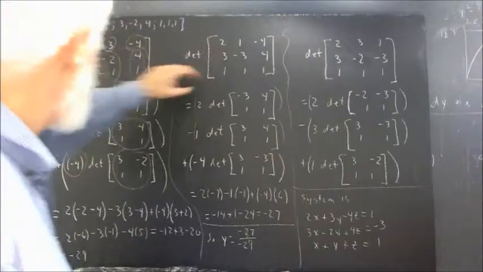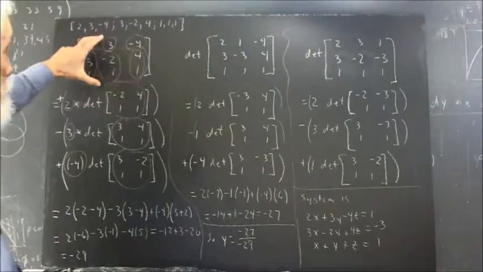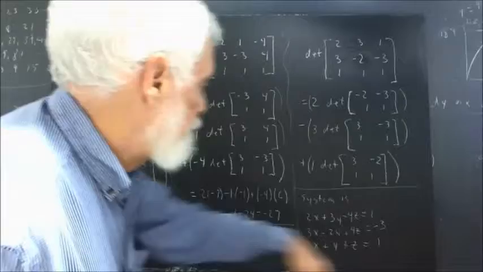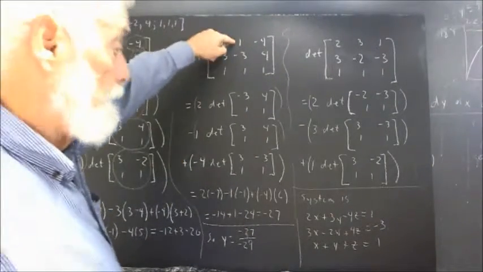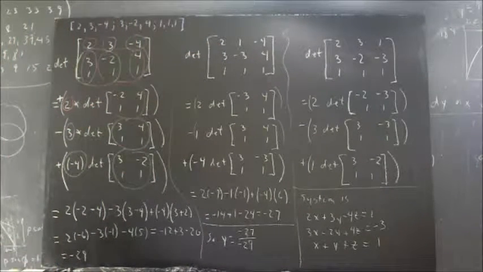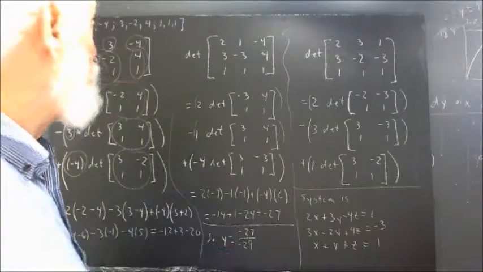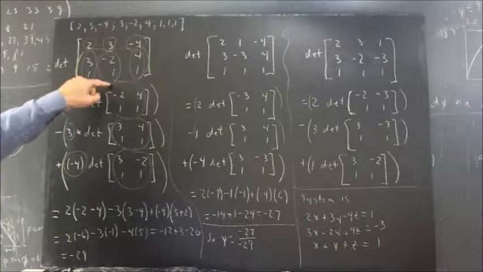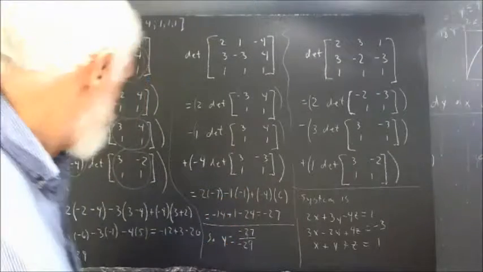In other words, the 2, 3, 1 is the same. The negative 4, 4, 1 is the same, but the middle column, the one that corresponds to the y coefficients, is just the coefficients of the right-hand side, and that's over here, the 1, negative 3, 1. That means, if we follow the pattern from before, that our solution for y will be the determinant of this matrix divided by the determinant of the coefficient matrix. And that's negative 27 over negative 29.